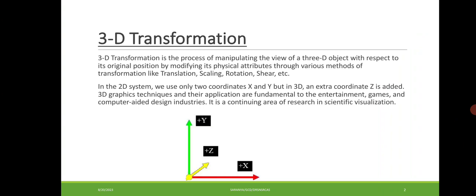What is 3D transformation? 3D transformation is the process of manipulating the view of a 3D object with respect to its original position by modifying its physical attributes through various methods of transformation like translation, scaling, rotation, shear, etc.